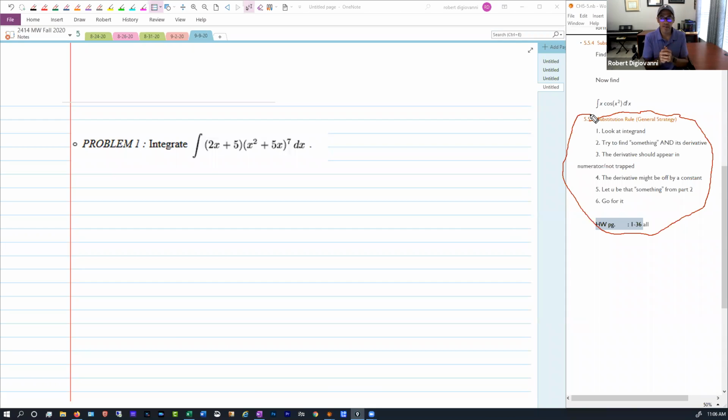So let's say that you pick your u, your something, to be x squared. Well, it's okay if you see 5x, right? It'd be great to see 2x, but it's okay to see 5x because you're just off by a constant. So once we've established that, we pick our u and we let u be that something, and then we just go through this procedure. All right, so here's our first example.